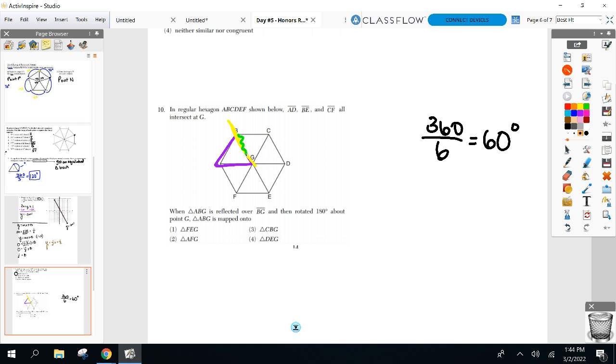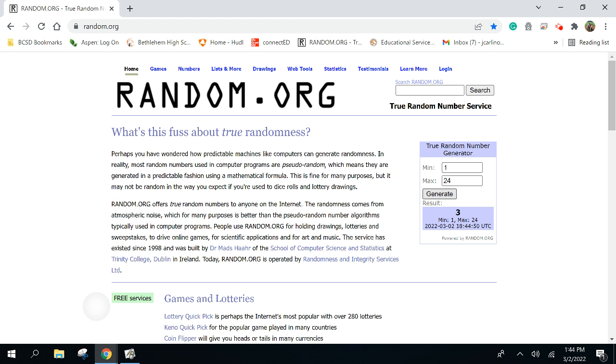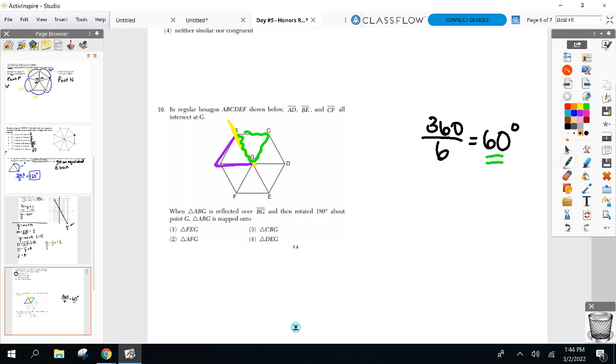BGC. So now I'm at BGC, and I want to take BGC and rotate it 180. Remember, it's a hexagon, so I did the work here beforehand. Every vertex is 60 degrees. What triangle do I end up at? Right here. Yep, good work. I end up at this triangle right here, FEG.